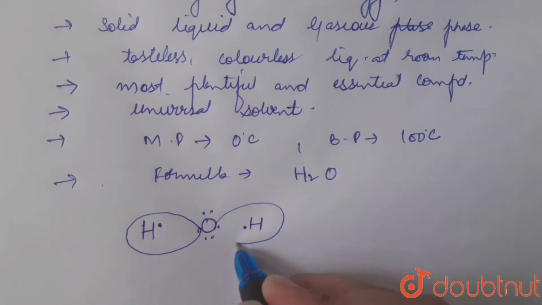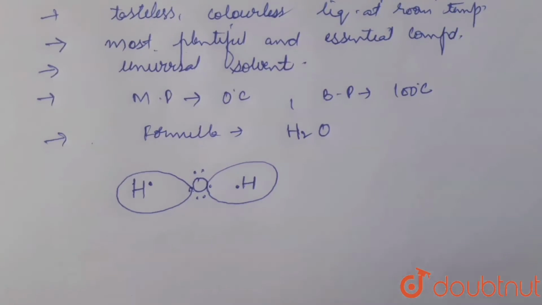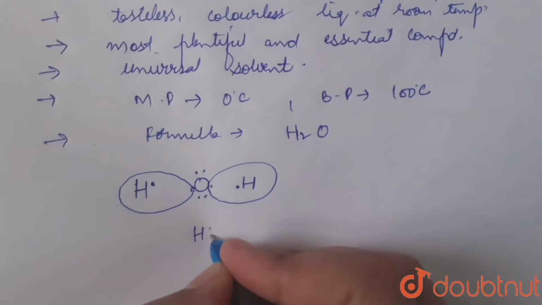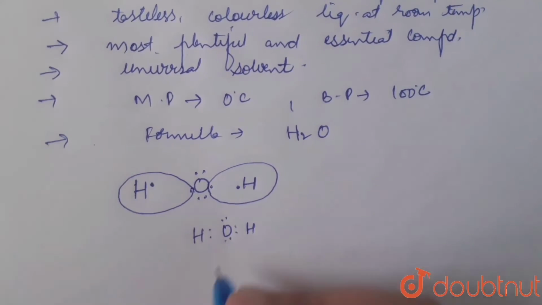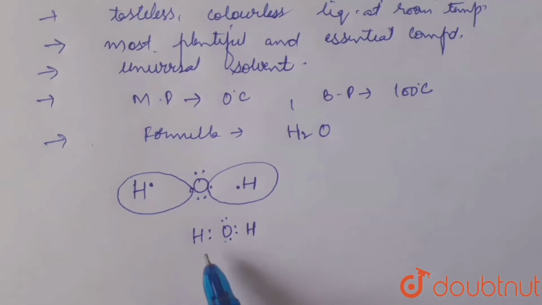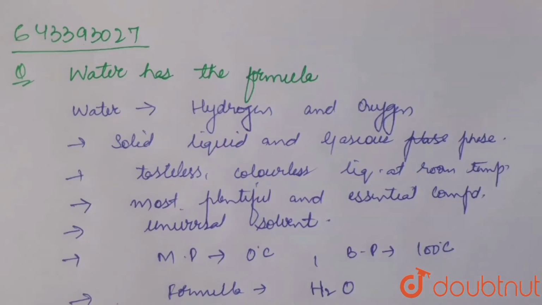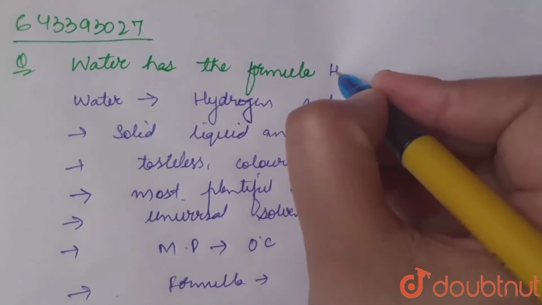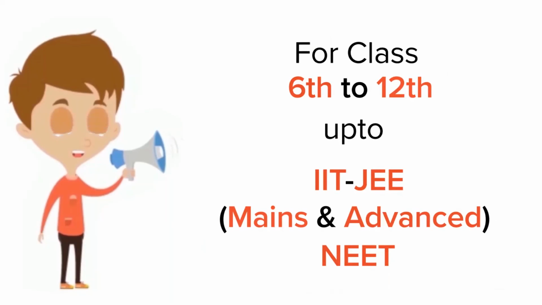And they form the water molecule. So there are two covalent bonds in the water molecule. And water has the formula H2O: two hydrogen and a single oxygen. So water has the formula H2O.